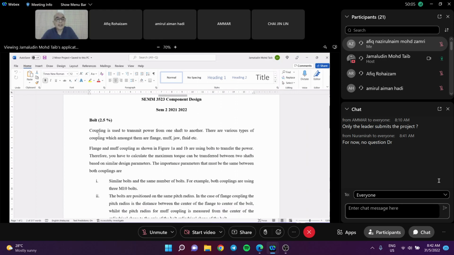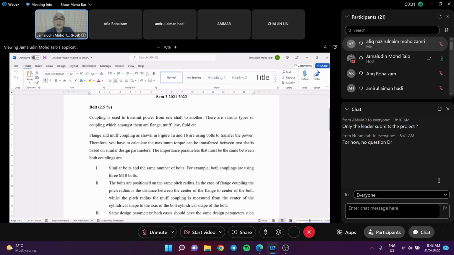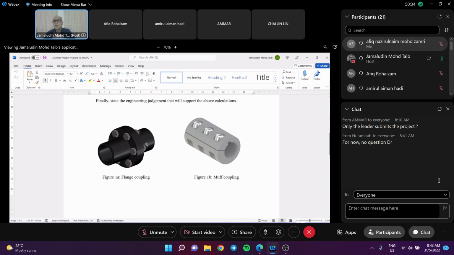For the bolt, a coupling is used to transmit power from one shaft to another. For example, you have a motor and you have a shaft; what is in between is going to be a coupling. There are various types of coupling, among them flange, muff, jaw, and fluid. Flange and muff couplings are shown in these figures, using bolts to transfer the power. The simplest coupling is where you make two cylindrical pieces and bolt them together. That's the simplest flange coupling.